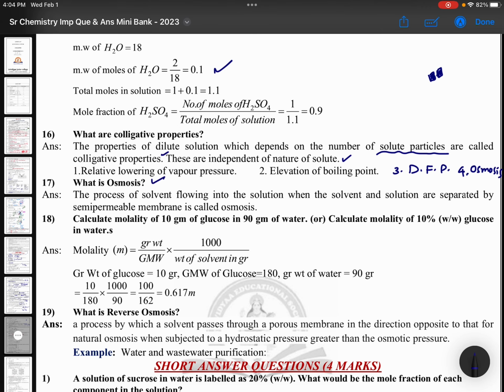What is osmosis? The process of solvent flowing into the solution when the solvent and solution are separated by a semi-permeable membrane. अगर आप ऐसे semi-permeable membrane के साथ में सेपरेट करेंगे, एक सॉल्यूशन है, एक सॉल्वेंट है, सोचो बेटा, ये सॉल्वेंट मॉलिक्यूल्स इसमें आ जाएंगे. This is called osmosis.